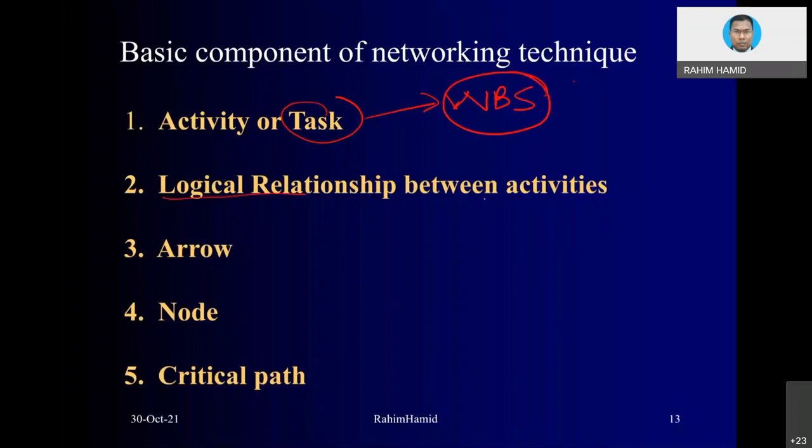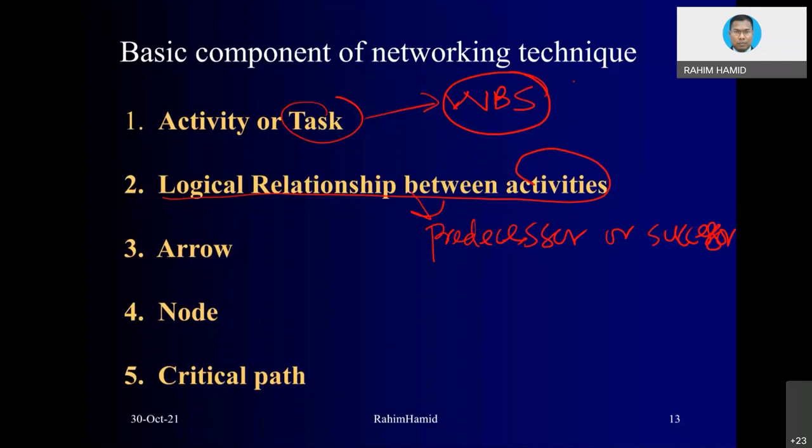and then you need to have logical relationship between each activity. So it is better known as predecessor, or we can use successor. Successor is the one that comes after that activity, whereas predecessor is the activity that comes prior to that activity. And then we do have arrow. In AOA diagram, arrow is very important because it indicates the activity itself. Whereas in AON diagram, arrow just basically reflects the relationship, which is also important.